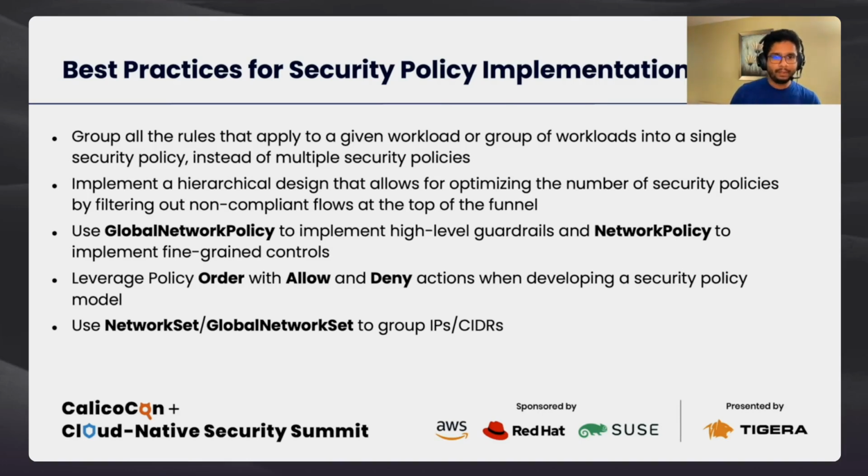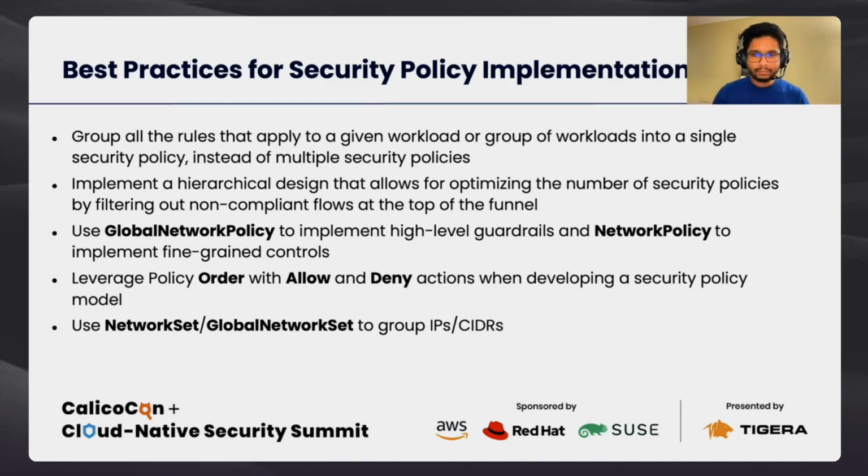Okay. Implement a hierarchical design that allows for optimizing the number of security policies by filtering out non-compliant flows at the top of the funnel. When we look at the policy model in subsequent slides, you will look at how, for example, global network policies are used to implement certain high-level controls so that we can filter out unwanted or non-compliant flows at the top of the funnel. Use global network policies to implement high-level guardrails and network policies to implement fine-grained controls.